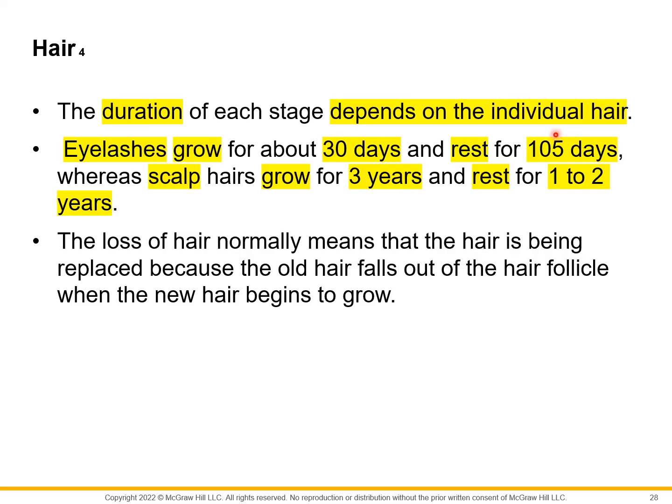That's for the eyelashes. Now, if, for example, we're talking about the hairs on the scalp, they could continue to grow for 3 years and then stop growing for 1 to 2 years. Now, if this is the case, if, for example, 105 days ang resting stage ng eyelashes, bakit hindi nakakalbo yung eyelashes natin? Same for the scalp hairs, no? Kung 3 years silang mag-grow, bakit hindi tayo nakakalbo after 3 years, no? For 1 to 2 years, kung yun yung resting stage nila.